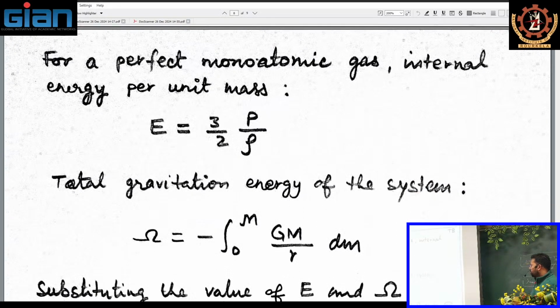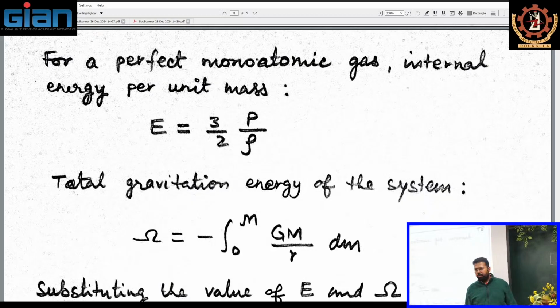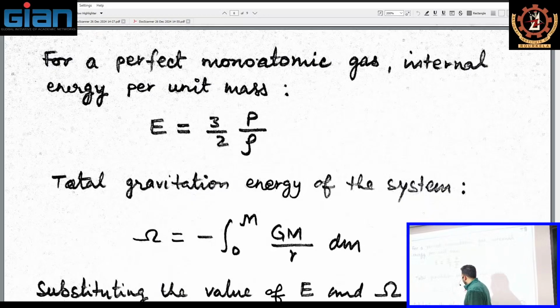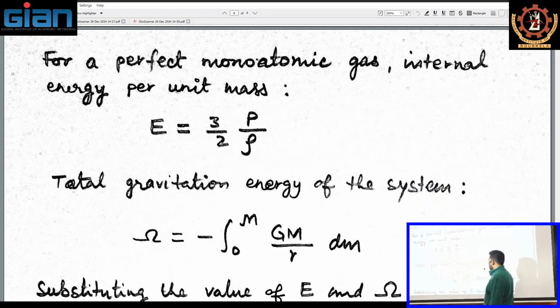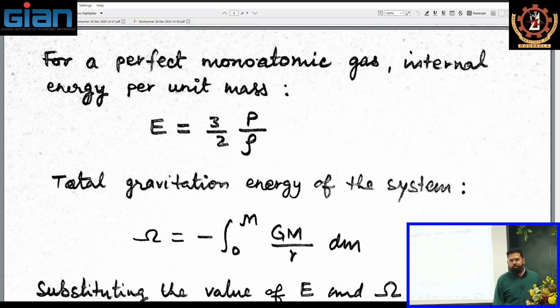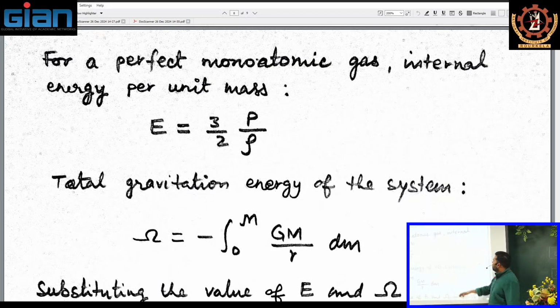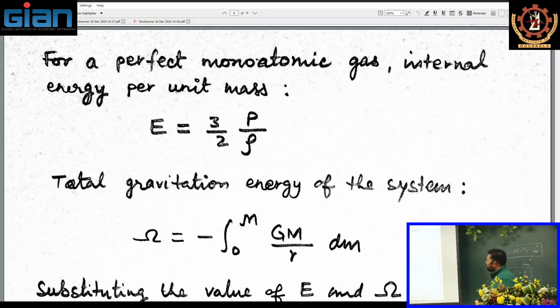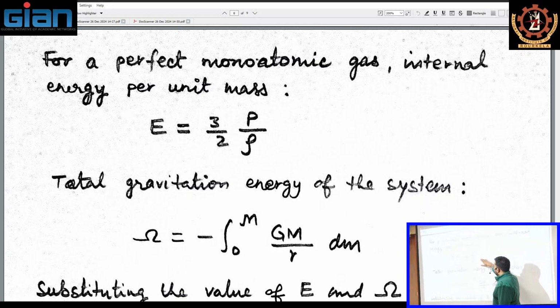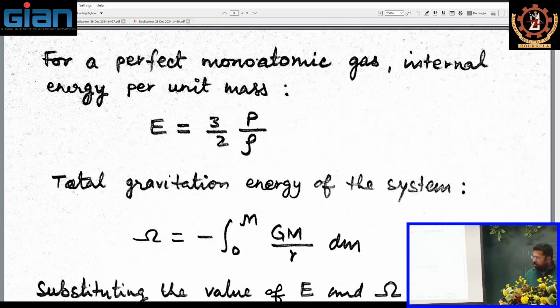And the total gravitational potential energy for a system which has a mass capital M is typically given by, let's say this energy is represented by the Greek letter omega. This omega would be equal to minus the integration from 0 to capital M of Gm divided by r dm. So we are trying to find out what quantities are involved in our double star equation. The left hand side is internal energy, and the right hand side is the form of gravitational potential energy.